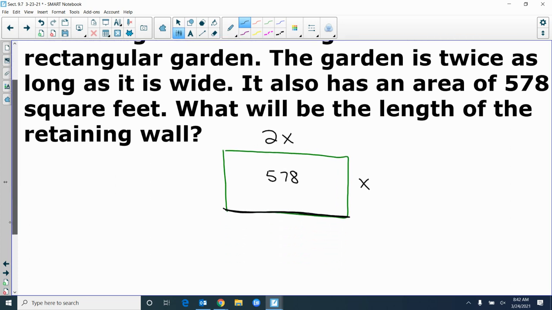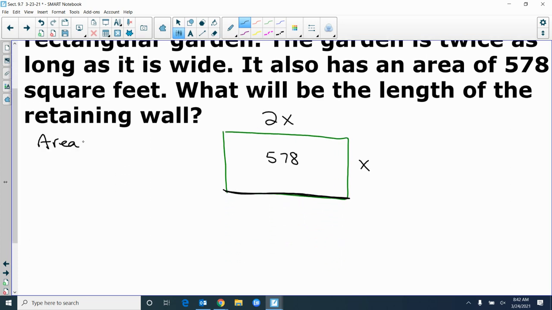All right. I know the area is 578. I know one side is twice as long as the other. How can I merge all that information? Similar to what we just did with that square. How do you find the area of a rectangle? You take length times width. Well, my length is 2x. What's my width? x, and we know the area equals 578. Now, how do you represent 2x times x? You would represent that as 2x squared equals 578.